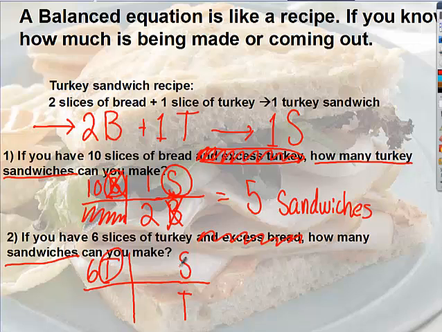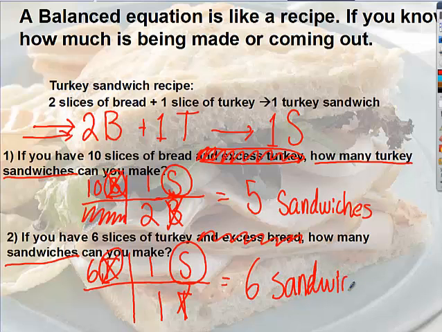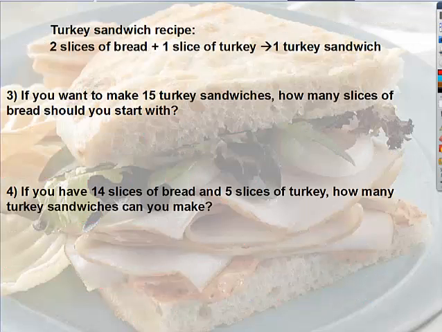Where do I get those numbers from? The balanced equation. Same place I got the other numbers from. Turkey has a 1 with it. Sandwich has a 1 with it. I'm done. 6 times, let's cross out our units. Turkey, turkey. So my final answer will be in sandwiches. So 6 times 1 divided by 1 gives me 6 sandwiches. Okay. Let's move on to our next problem. Let me write back our equation that we had before.